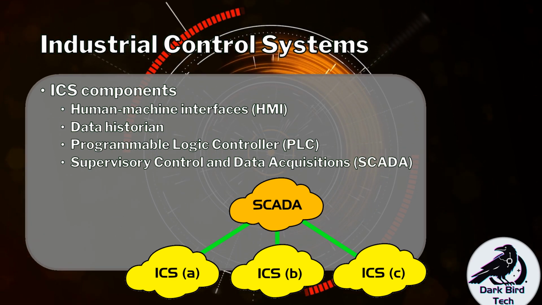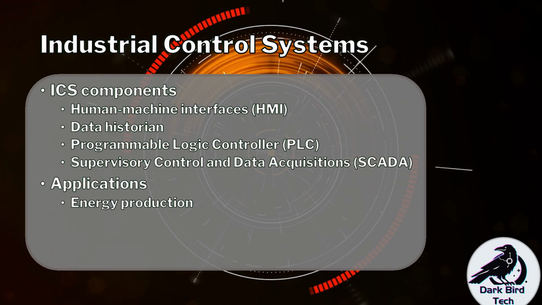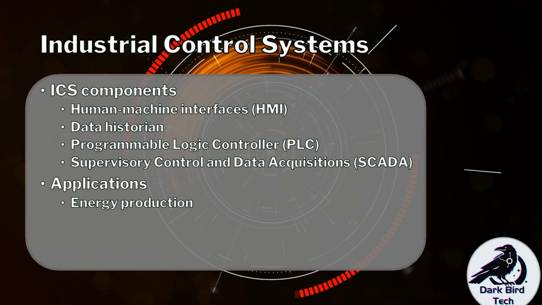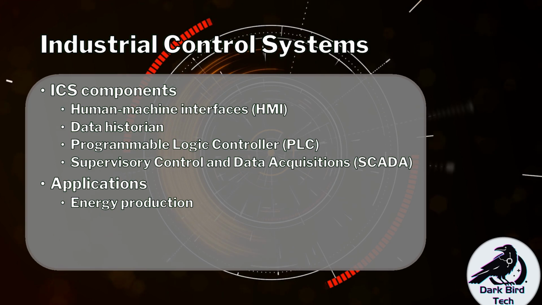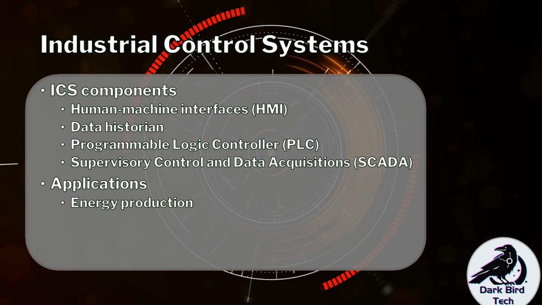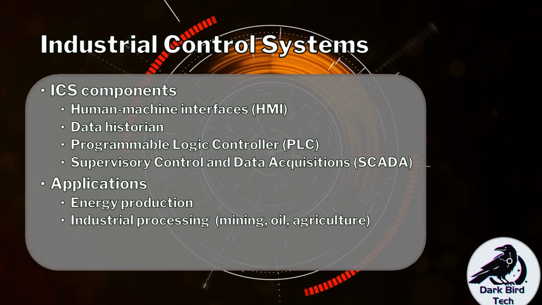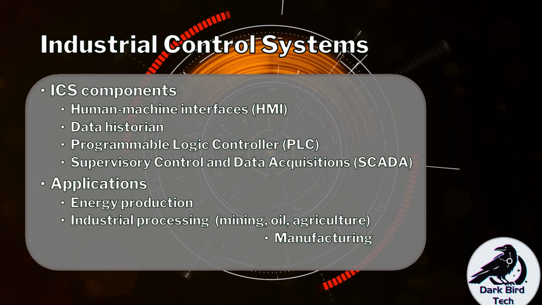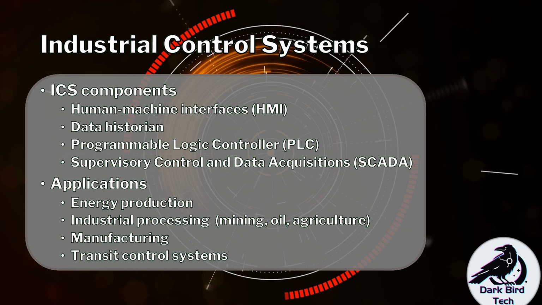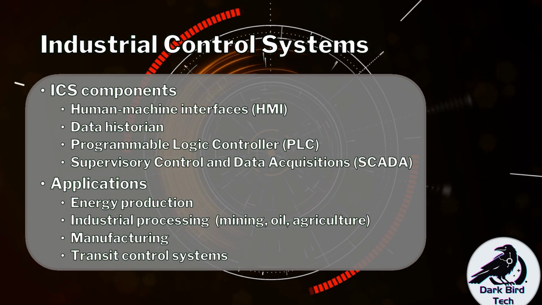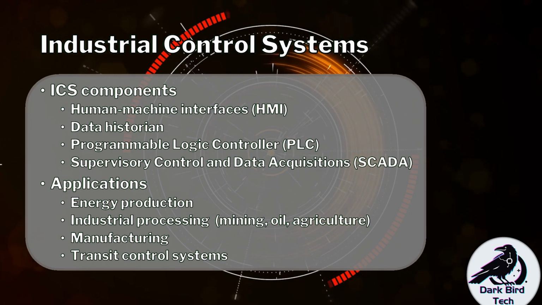Now, in terms of where do these industrial control systems get used, well, I've kind of been alluding to them already. Energy production, whether it be fossil fuels, renewables, nuclear, whatever. Industrial control systems can be very widely used in the energy production space. Also, any industrial processing like mining, oil, agriculture, etc. Can also get used in manufacturing, like with factories and stuff like that. Can be used for transit systems, to coordinate traffic lights, to name but a few. The industrial control systems will pop up all over the place.